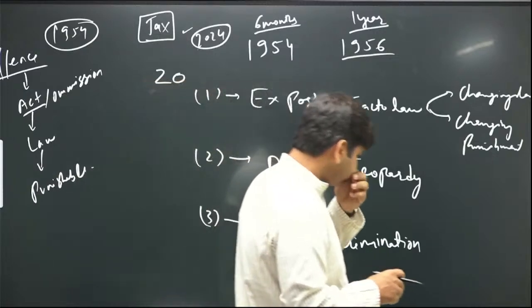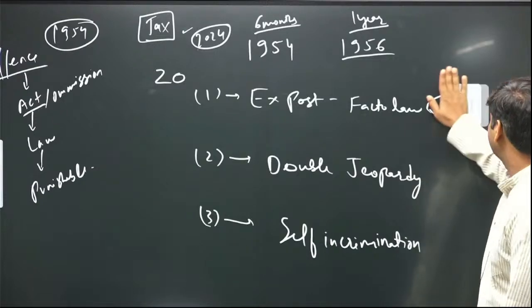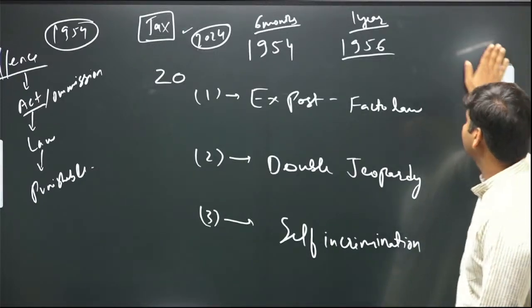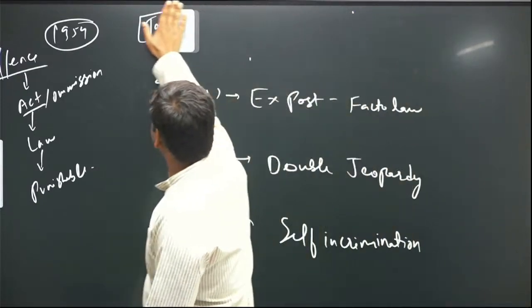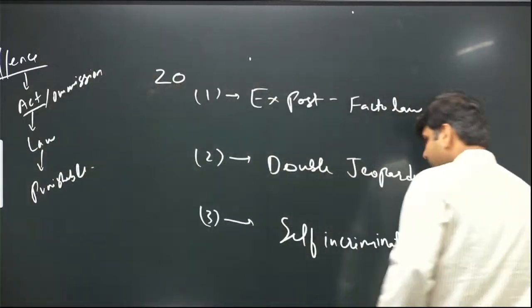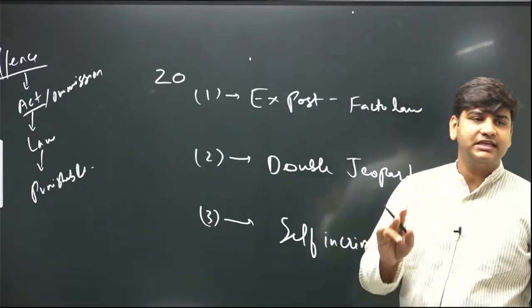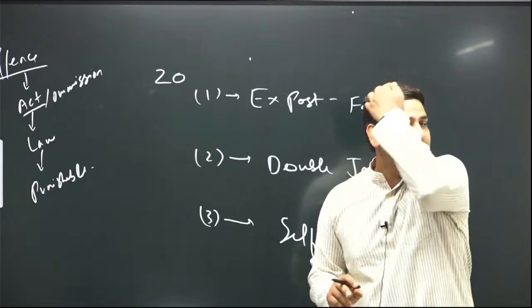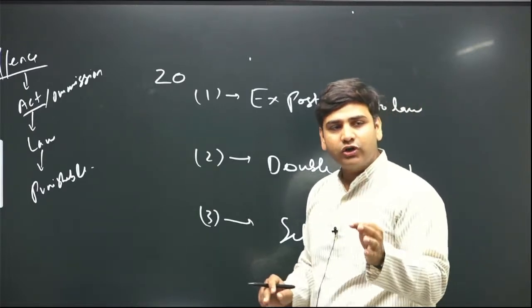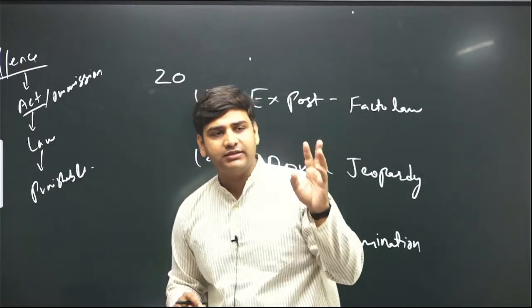Now let's come to the second important concept, which is double jeopardy. What is this? If you see the double jeopardy thing, it simply means that a person shall not be punished for the same crime twice. A person must not be brought to peril for the same crime twice.